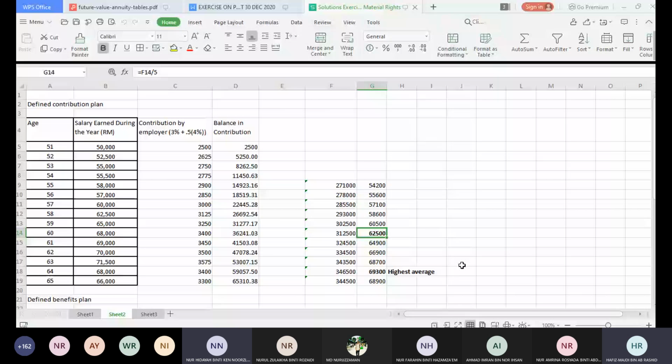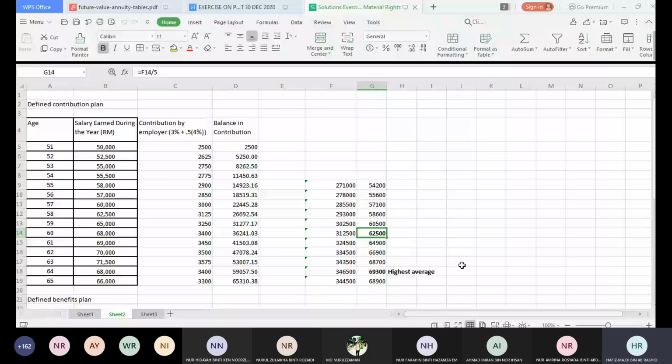No error, because in the question there is also one question asked: what would be the benefit at the age of 60. So if I just stop at the age of 60, that will be the highest. If I assume until normal retirement age, which is 65, then the highest will be 69300.